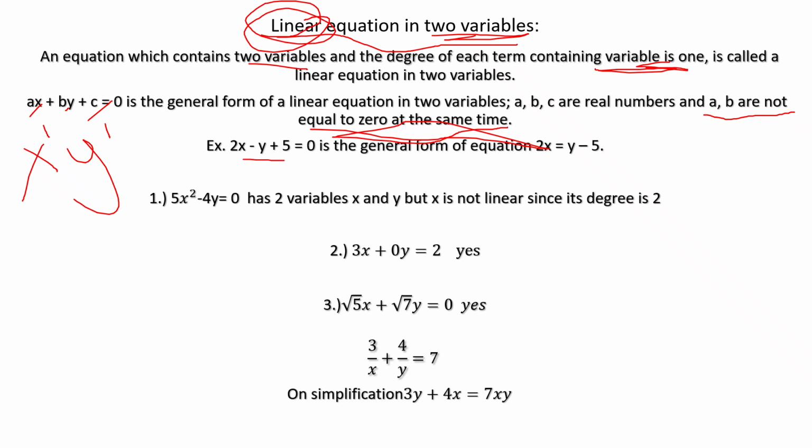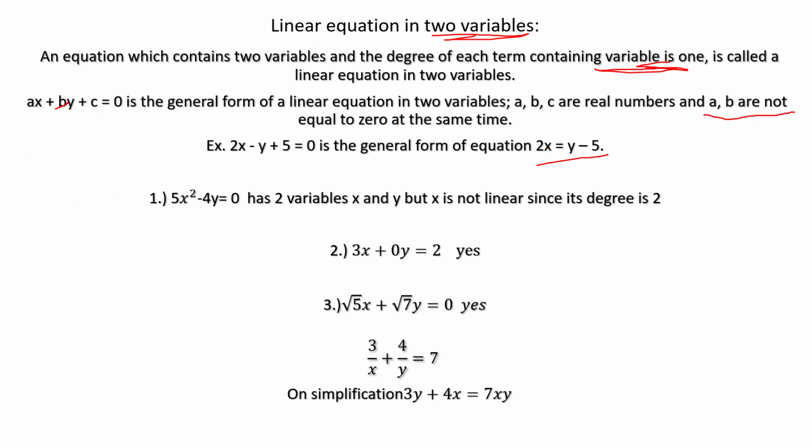Okay, so now 2x minus y equal to 5 is the general form of 2x equal to y minus 5. So ax plus by plus c. What are the variables here? x and y are the variables, a and b are the coefficients, and c is the constant. I hope this concept is clear to you.